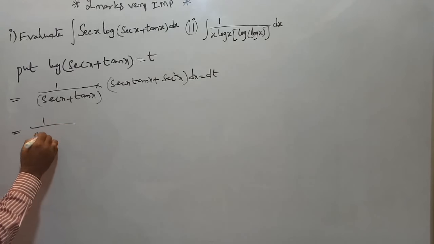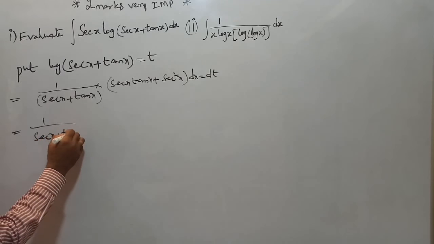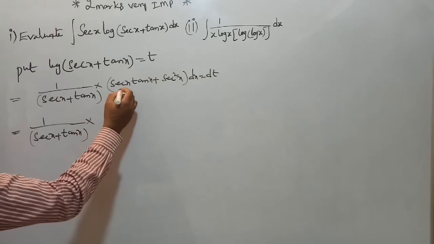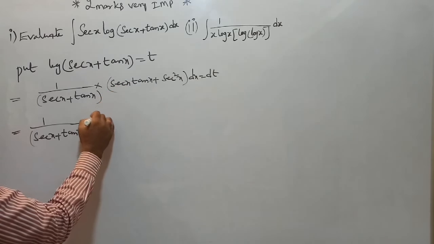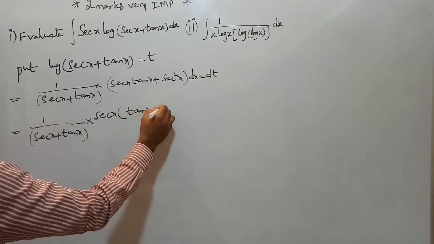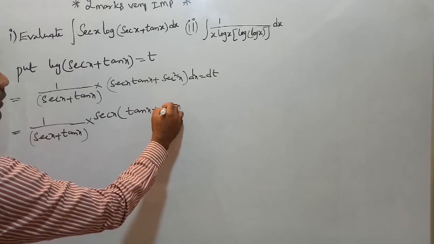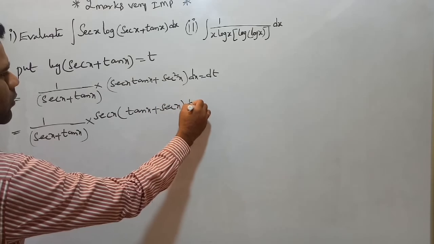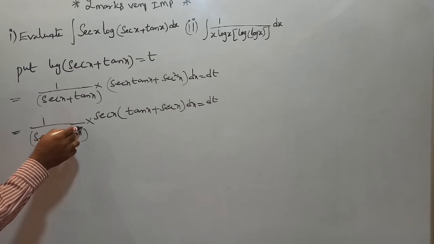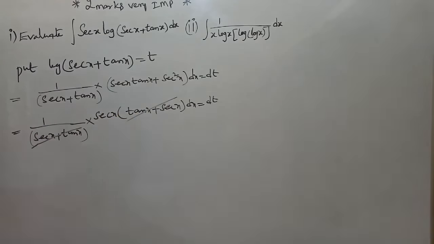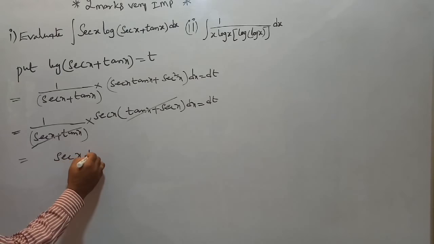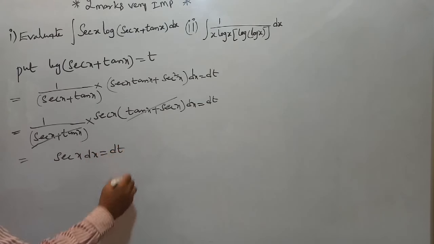1 by secant x plus tan x into, we are taking as common secant x, so we get tan x plus secant x into dx is equal to dt. So secant x plus tan x, secant x plus tan x it cancel. So finally we will get secant x into dx is equal to dt.